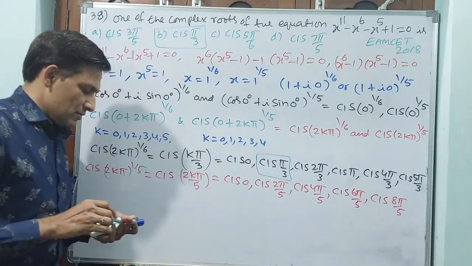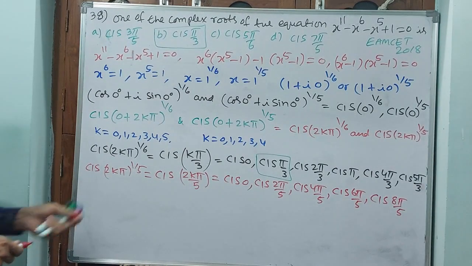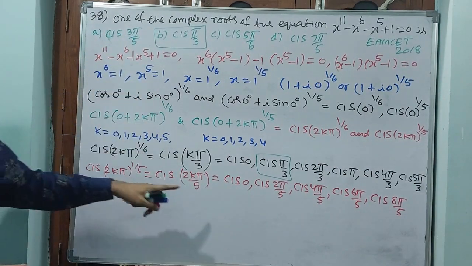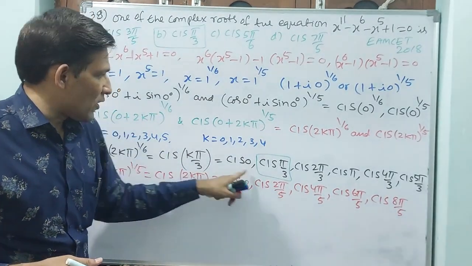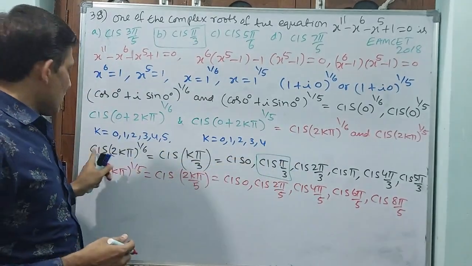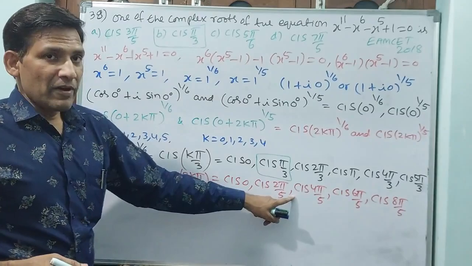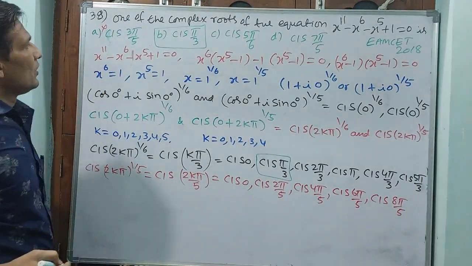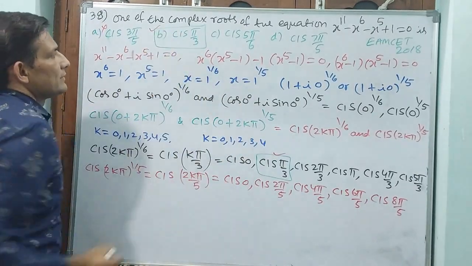Now stop and go. See what values are matching. CIS 3 pi by 5 is there in this? See, after 2 pi by 5, 4 pi by 5 is there. See, 5 will not come in the numerator, this top one. Bottom one 5 will come, but here 3 pi by 5 is not there. CIS pi by 3 is there? Yes, pi by 3 is there. Okay, we have marked already.